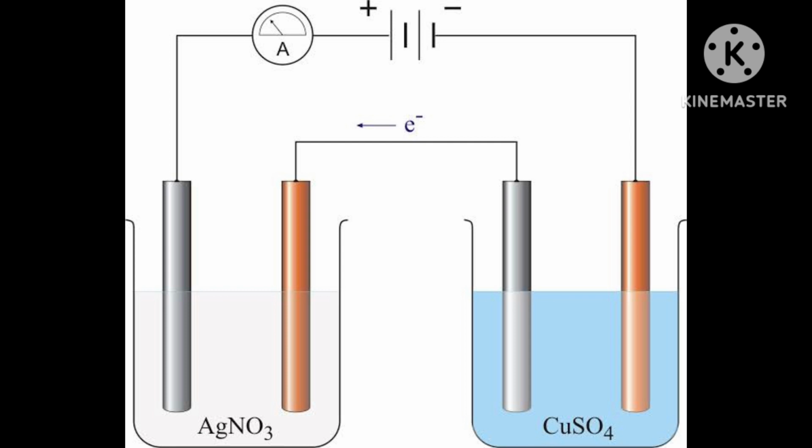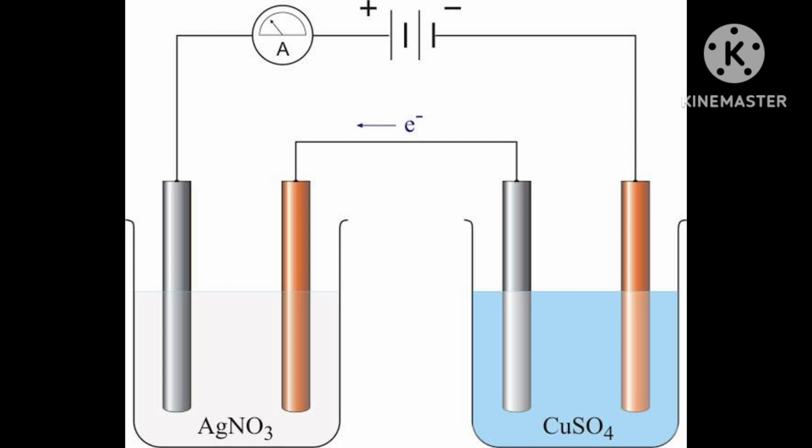Then 50,000 means how much? 1 divided by 96,487 into 50,000. It will come around 0.518 F. Okay. This I have discussed.